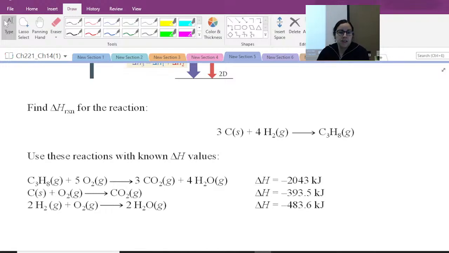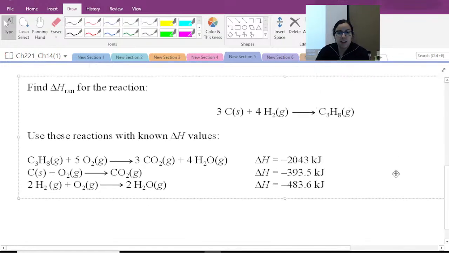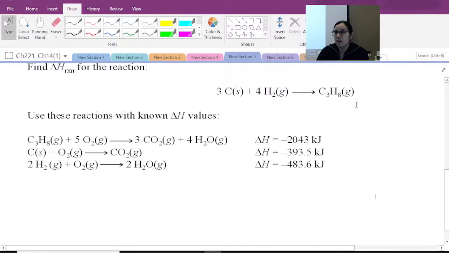So let's at least hear some ideas. How can we manipulate these equations to get us to the top one? What's a good first step? We could double the enthalpy of the H2O reaction and subtract that from the propane. So we want 2 of the H2O reaction, and we want 3 of the CO2 reaction. Okay, I like that.